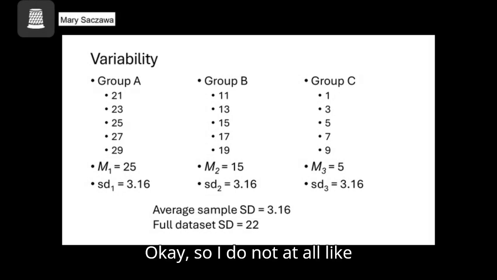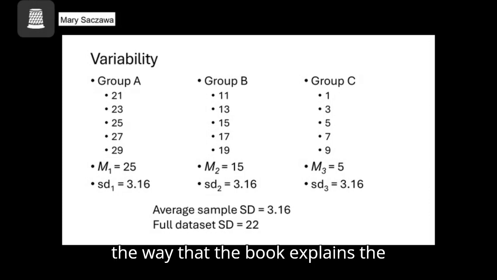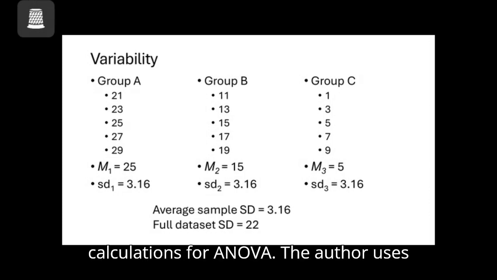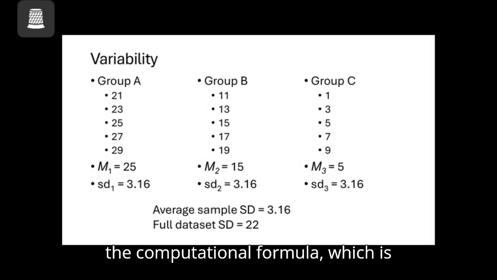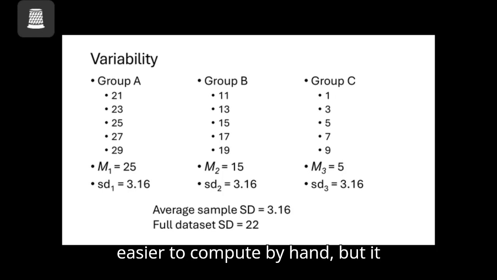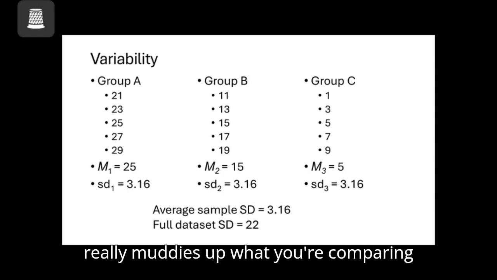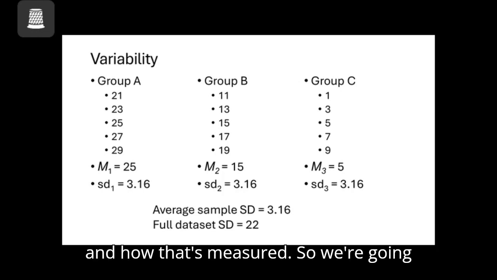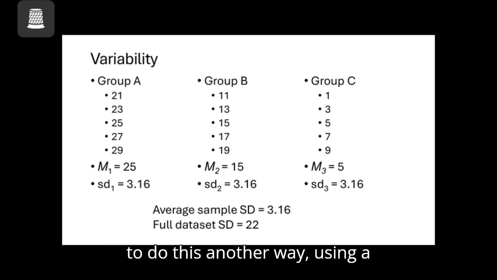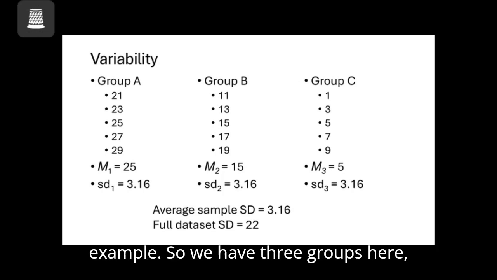Okay, so I do not at all like the way that the book explains the calculations for ANOVA. The author uses the computational formula, which is easier to compute by hand, but it really muddies up what you're comparing and how that's measured. So we're going to do this another way, using a definitional formula. We're going to start out with a really simplistic example.